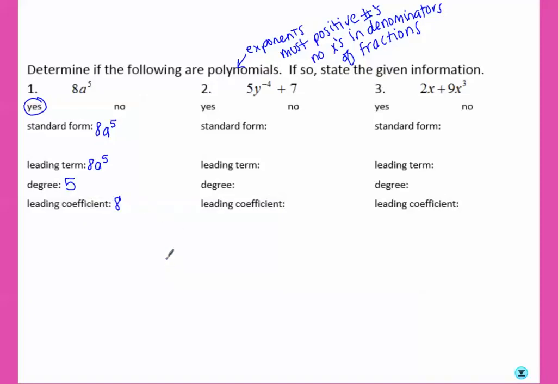Do you think number 2 is a polynomial? Hopefully you said it's not a polynomial, and that's because it has a negative exponent there. And number 3. Yes, this is a polynomial because it has a positive exponent. This one technically has an exponent of 1. Standard form, we want the highest exponent to come first. So 9x cubed plus 2x, which makes our leading term 9x cubed. The degree would be 3, and the leading coefficient would be 9.